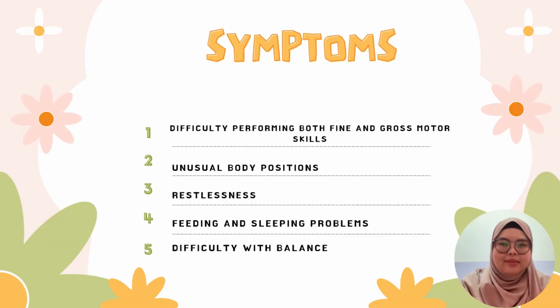These are some of the symptoms of dyspraxia or DCD. First, difficulty performing both fine and gross motor skills. Second, unusual body positions. Third, restlessness or frequently moving or swinging their arms and legs. Fourth, feeding and sleeping problems, such as difficulty sleeping and difficulty feeding themselves. And fifth, difficulty with balance, which makes them more clumsy and often bump into things.